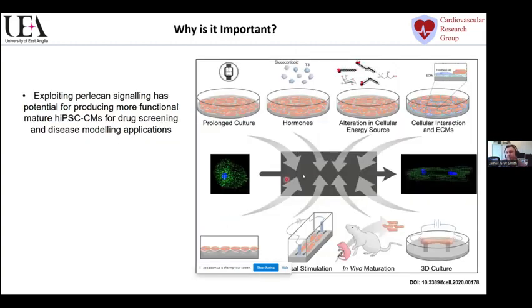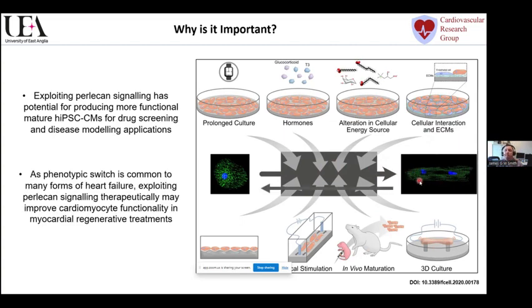And why that's important is because lots of people are looking at strategies to produce these more mature cardiomyocytes. They're using things like in vivo maturation, 3D culture, or changing the ECM substrates. And again, if we can understand what it is about these processes that promote maturation, then we can probably enhance it further. And we are highly confident that Perlecan is playing a role in the switch towards this direction.